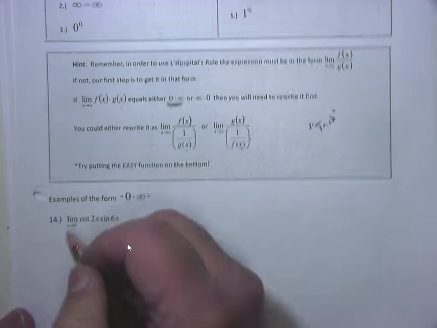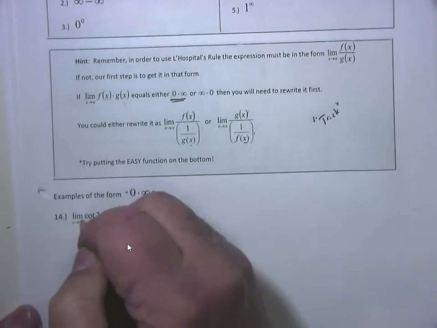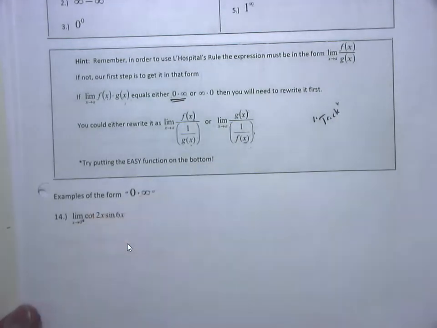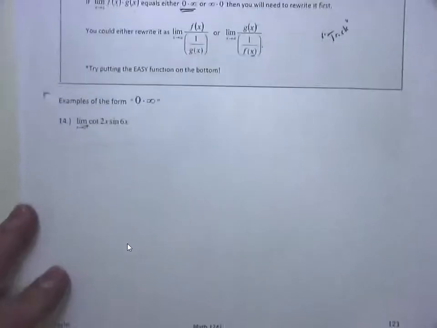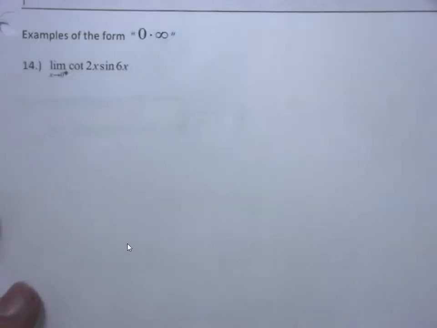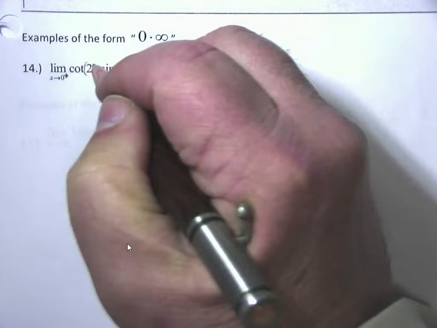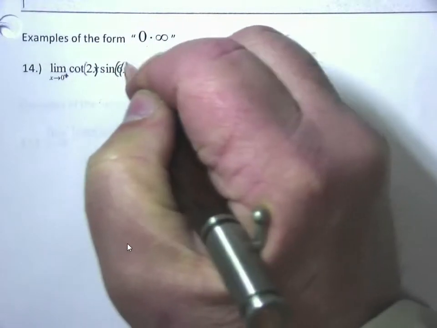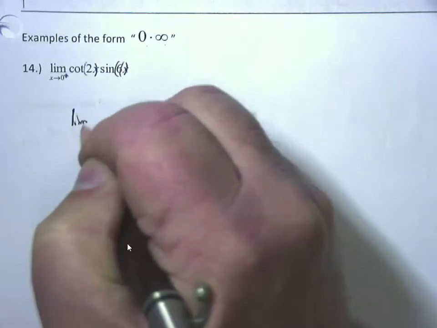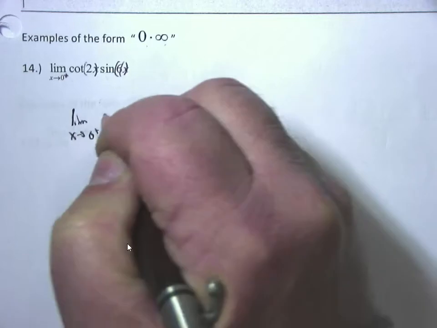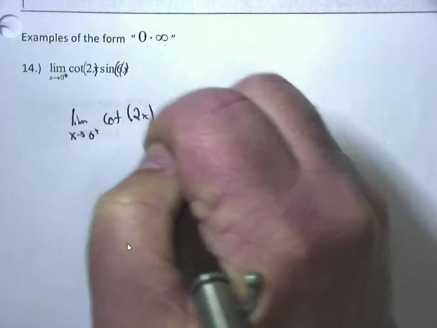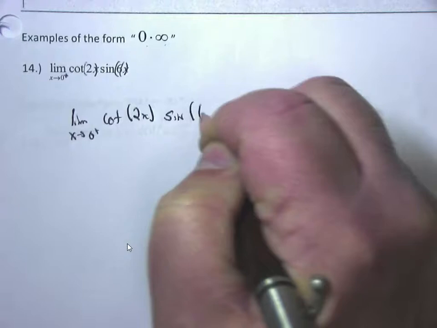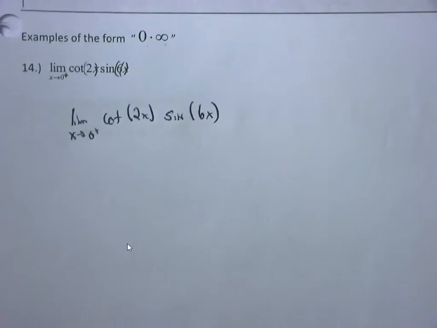So let's take a look at this problem here. I'm going to take the limit as x approaches 0, and I'm going to do this on the plus side just to show you what's going on, of the cotangent of 2x, put little parentheses around my angles there, times the sine of 6x. So this is the limit as x approaches 0 from the plus side of the cotangent of 2x times the sine of 6x. Here's my problem.